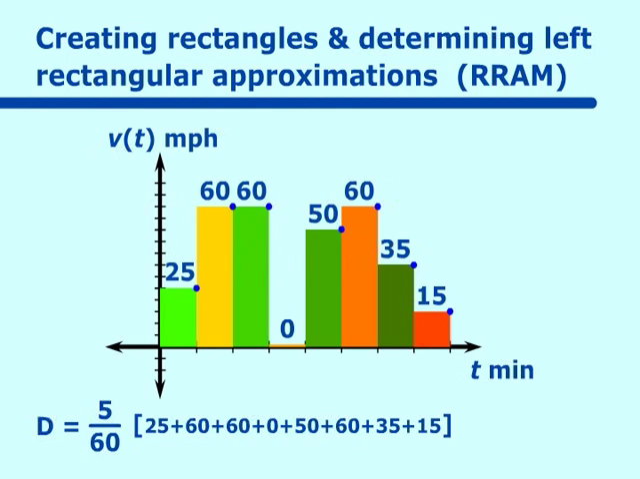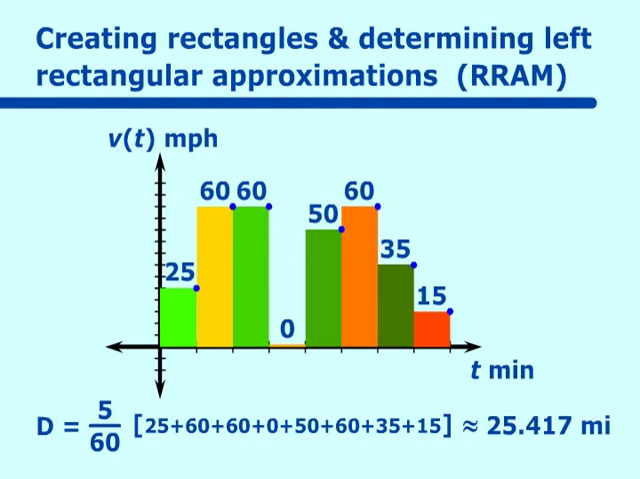And this one should be higher because if you remember, when I did the left rectangle approximation method, I started off with a 0. Well, that 0 is gone. Instead, I have a 15 in its place. So this number should be higher, which it is. It's approximately 25.417 miles.